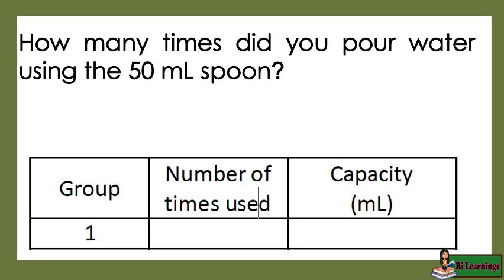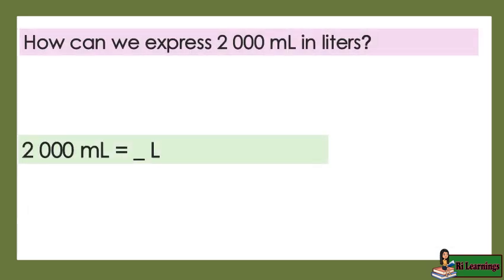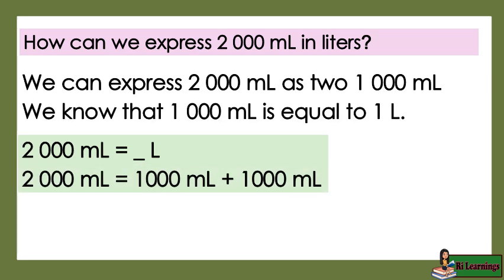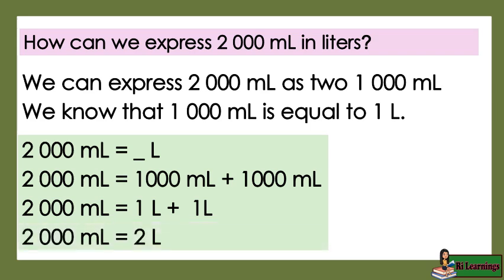How many times did you pour water using the 50 milliliter spoon? We poured the water using the 50 milliliter spoon 40 times, which is equal to 2,000 milliliters. How can we express 2000 milliliters in liters? We can express 2000 milliliters as 1000 milliliters plus 1000 milliliters. We know that 1000 milliliters is equal to 1 liter. 1 liter plus 1 liter equals 2 liters. 2000 milliliters equals 2 liters.